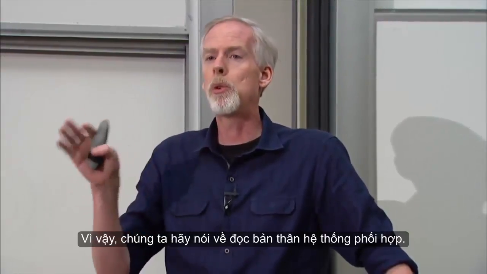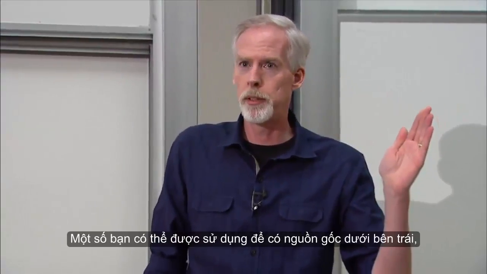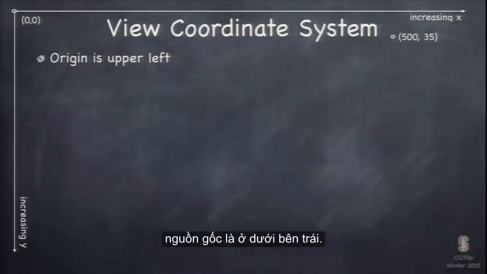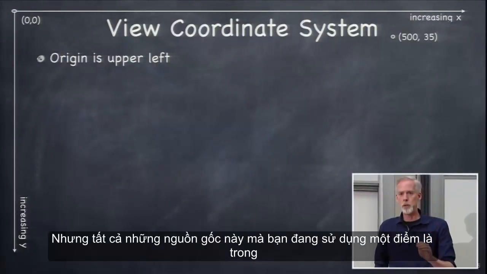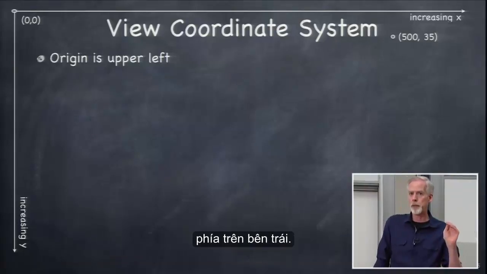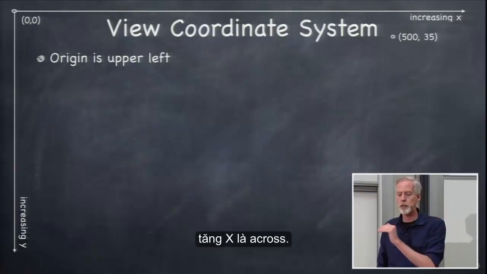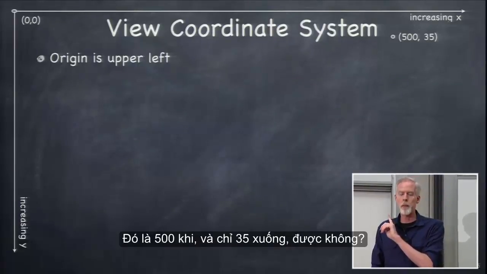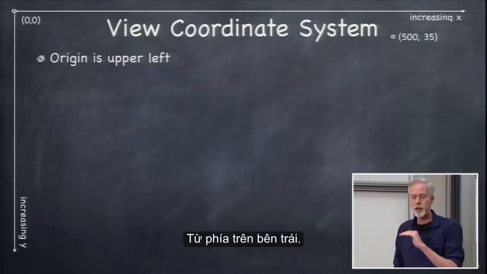So let's talk about the view's coordinate system itself. First of all, origin upper left. Some of you might be used to origin lower left, like Cartesian coordinates, where the origin is in the lower left. But the origin that you use in a view is in the upper left. So that means increasing y is down the screen. Increasing x is across. So I put an example over there: 500, 35. It's 500 across and only 35 down, okay, from the upper left.